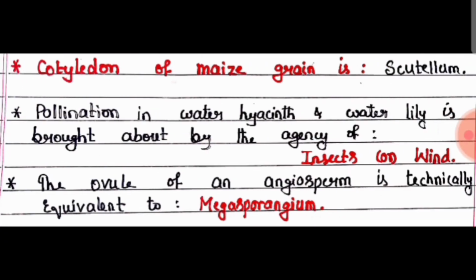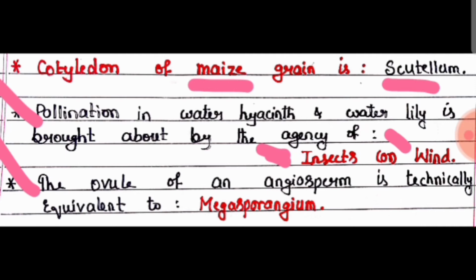The cotyledon of a maize grain is the scutellum, because maize is a monocot. Pollination in water hyacinth and water lily is brought about by the agency of insects or wind. Although they are water plants, aquatic plants, pollination occurs either through insects or through wind.